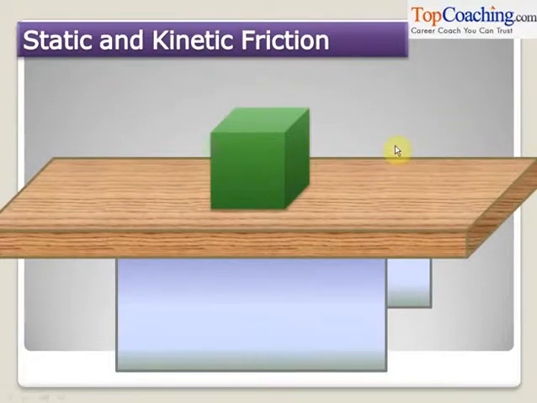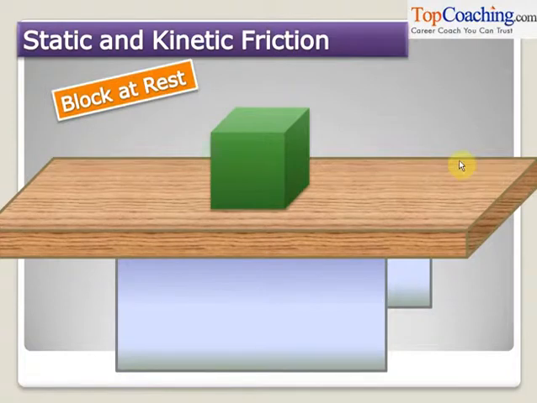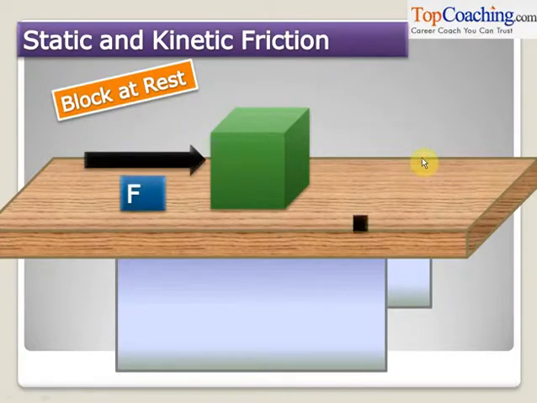There are two types of friction that you must study. These types are static friction and kinetic friction. You see, there can be two cases when a force is applied on a block. The block can be at rest or the block can start moving. If the force applied is less than the limiting friction, the block will be at rest. If the force applied is greater than the limiting friction, the block will start moving.